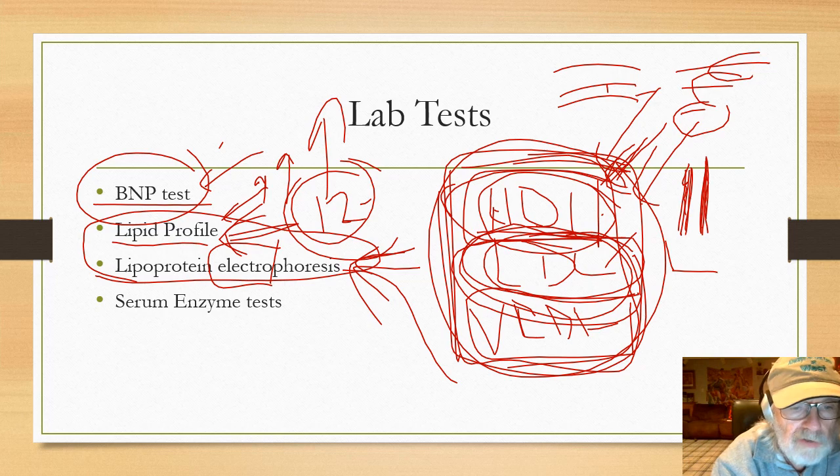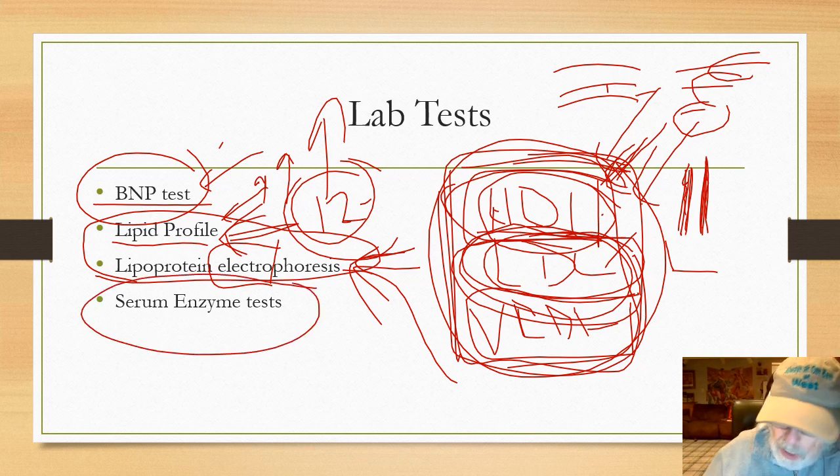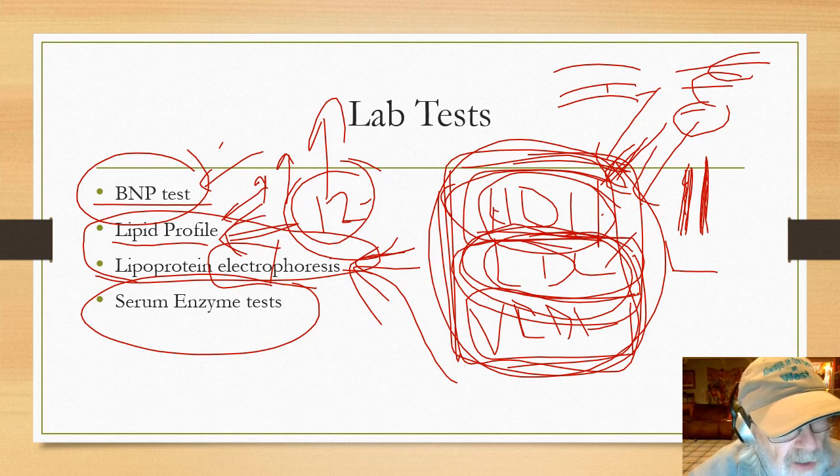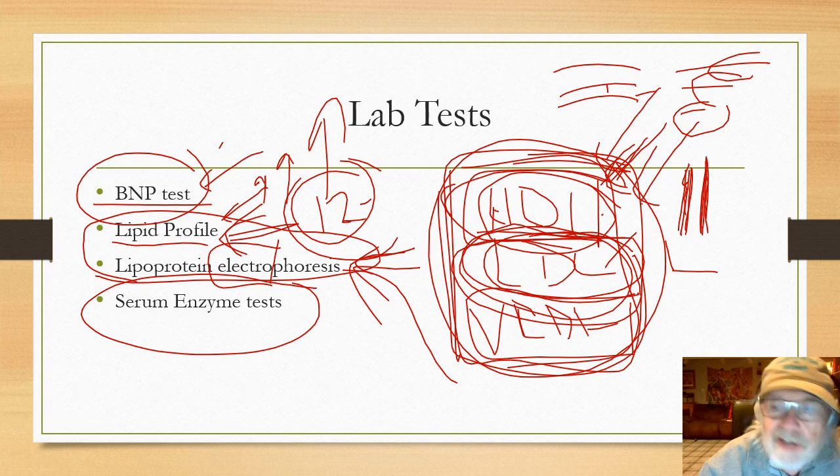The last thing on here, I have a serum enzyme test. Now, what happens is when somebody has a heart attack, there's a couple of ways to determine they're having a heart attack. Number one, by history. But you know what? There's a lot of things that sound like a heart attack that aren't a heart attack. You say, I'm having chest pain. Could be lots of things. So that's not a really good way to do it.